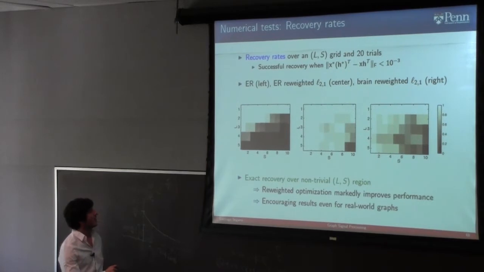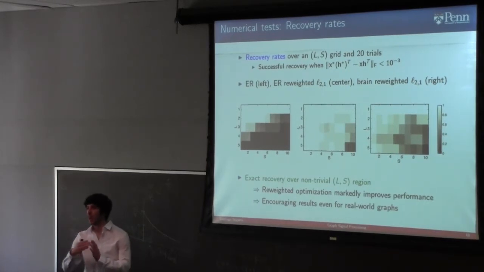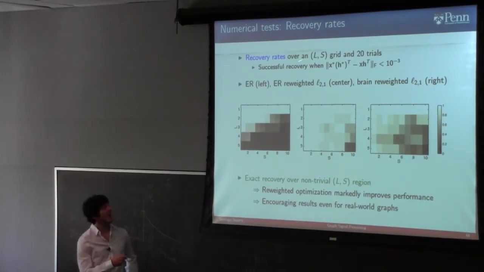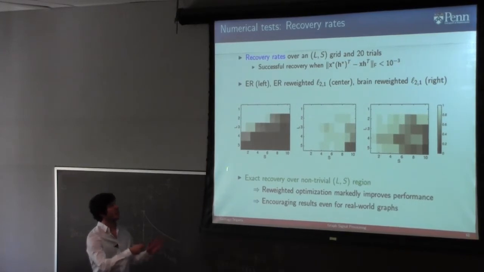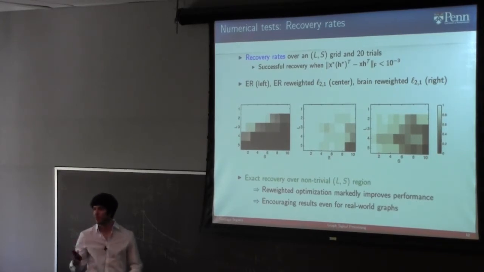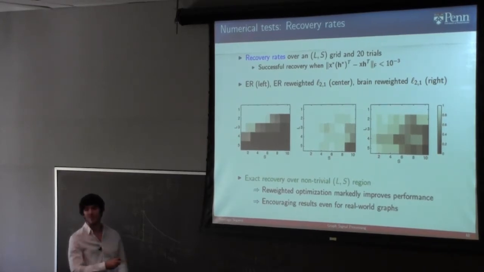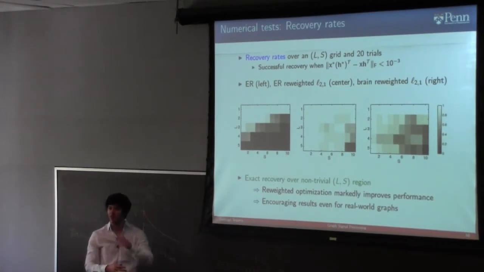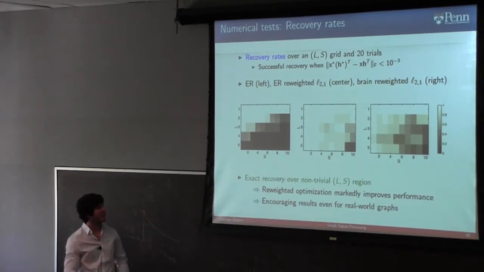simulations. Here we have run the recovery problem for different values of L and S. In these grids, we have different values of L, different values of S. Of course, over here is the easiest case to solve, because L1, S1 is very easy. Over here it is harder. And in the middle you have this gradual deterioration of the performance.